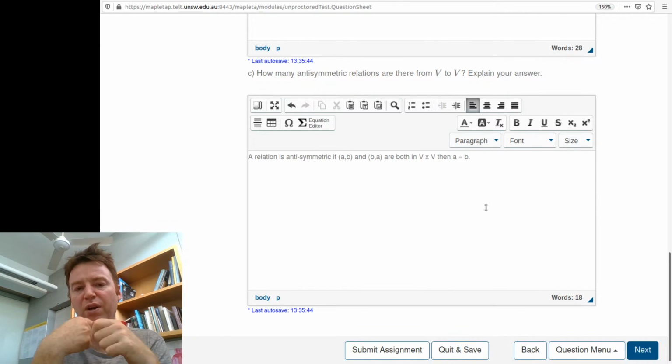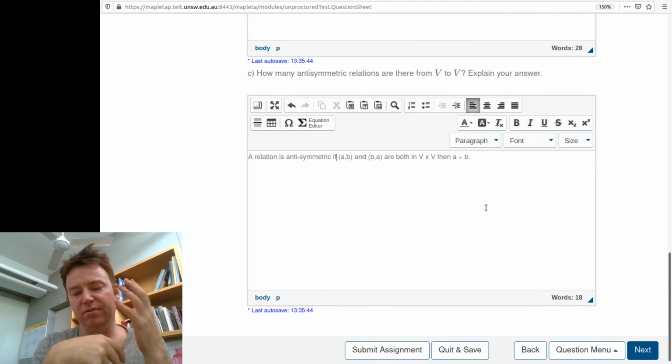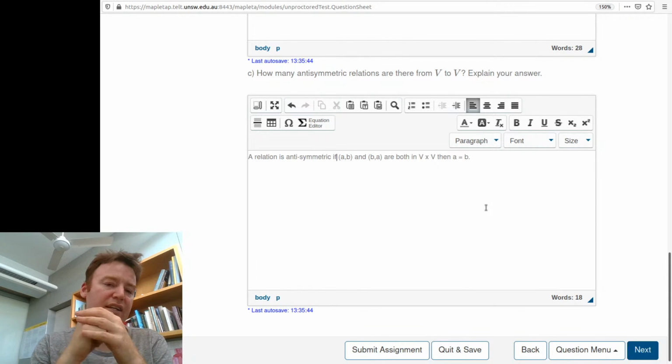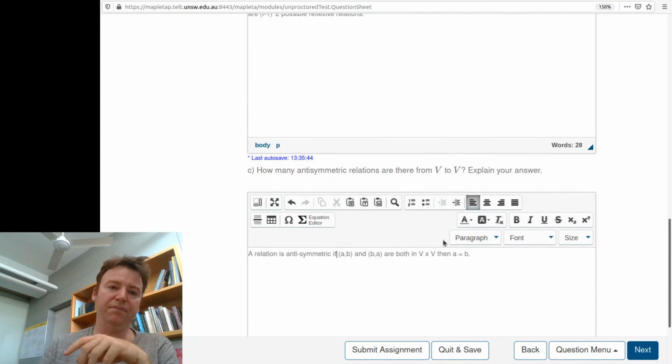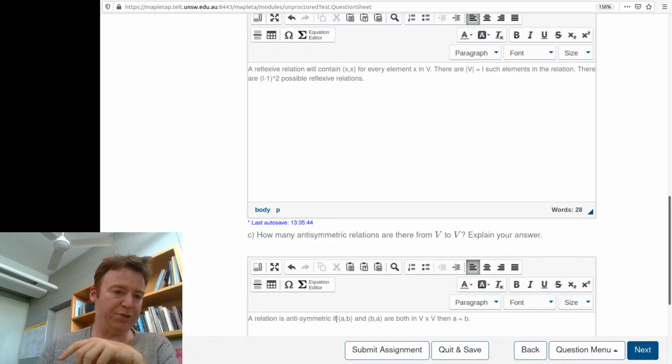So there's only one way for A to be related to B and B to be related to A, and that's if they are the same thing. It allows the relation to be anti-symmetric. I mean, reflexive. So, can you explain the reflexive one again? Maybe I'll draw a picture. That might be the easiest thing to do.